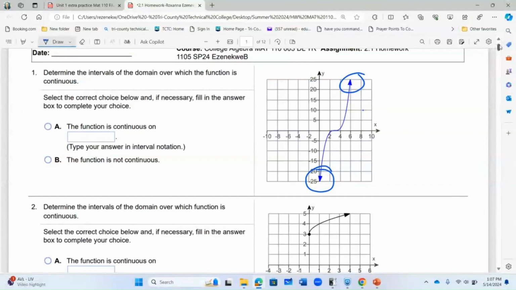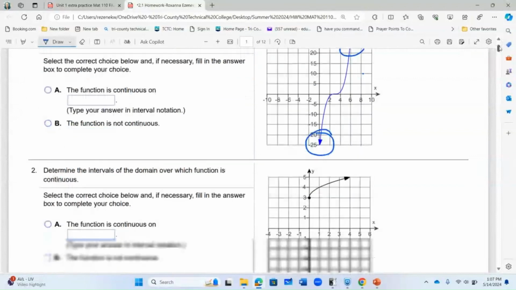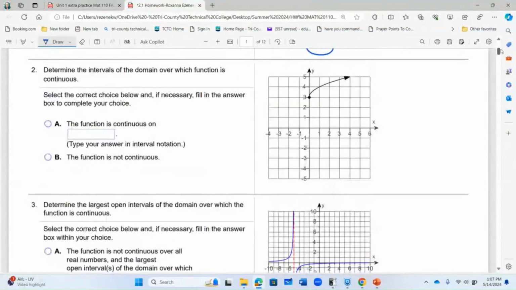So these are the kind of questions you will see in this section. Determine the interval. You have to be careful. It says determine the interval of the domain over which the function is continuous. Now we come to continuous. Be careful.